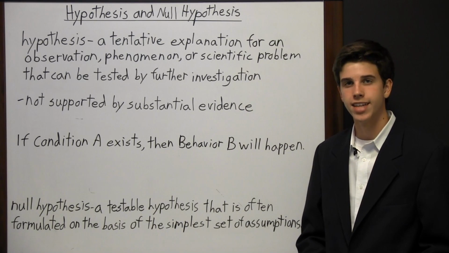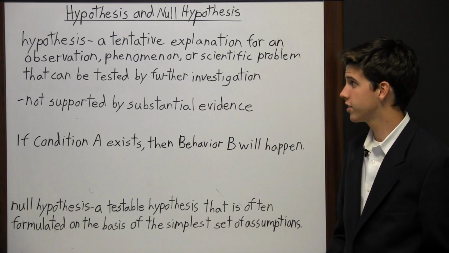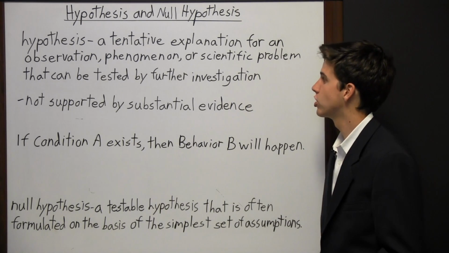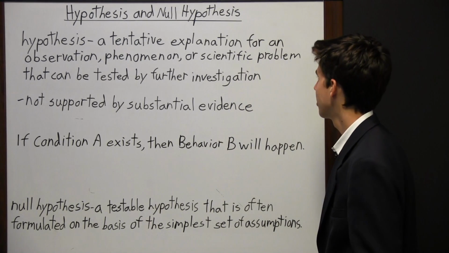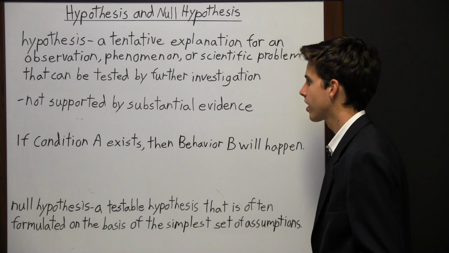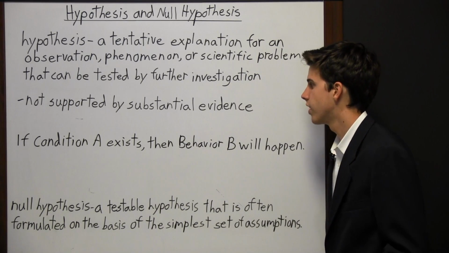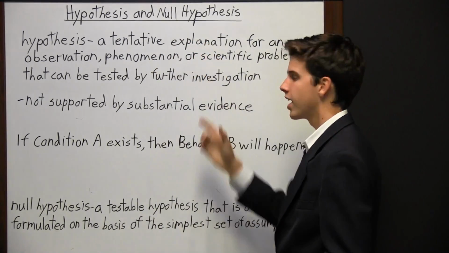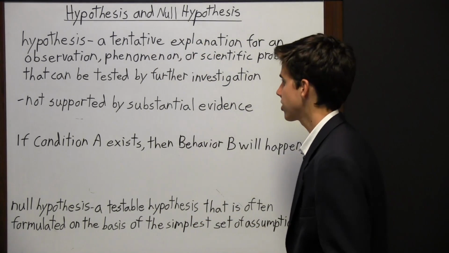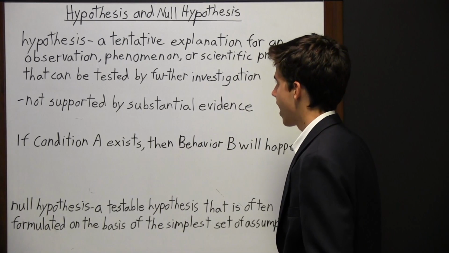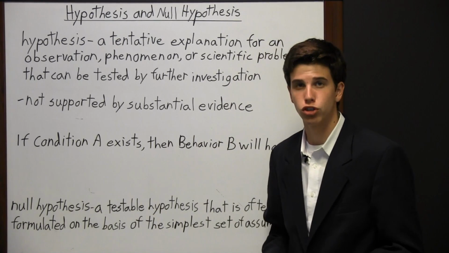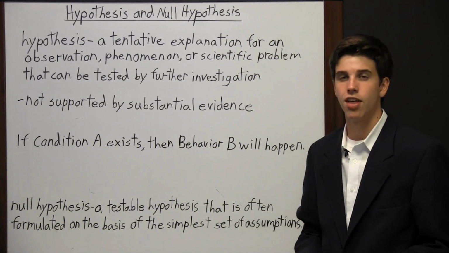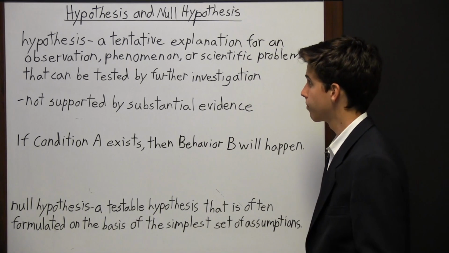ACT, Science, Data Representation. A hypothesis is a tentative explanation for an observation, phenomenon, or scientific problem that can be tested by further investigation. So notice I said it's a tentative explanation, and that's because hypotheses are not supported by substantial evidence. Now, the stronger the proof of the hypothesis, the greater its accuracy.